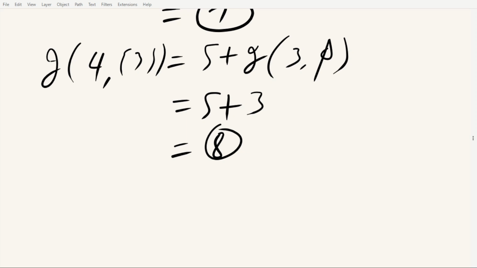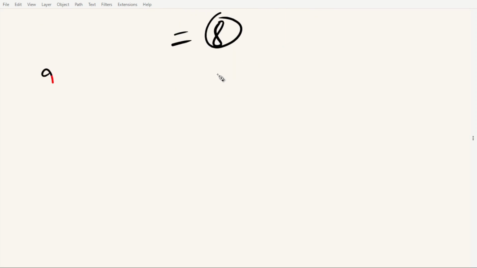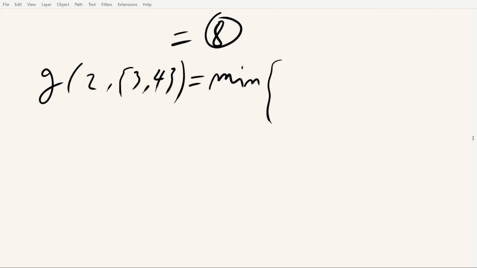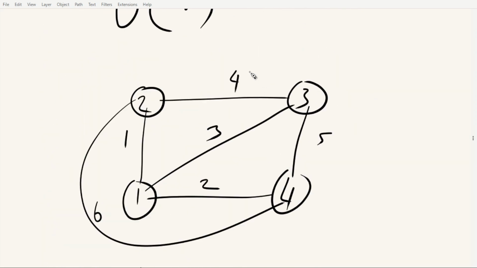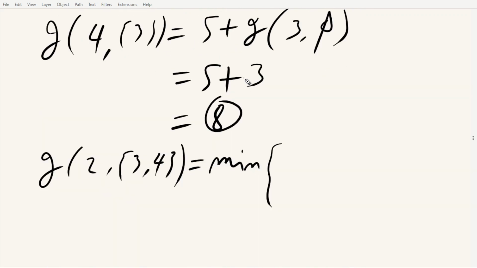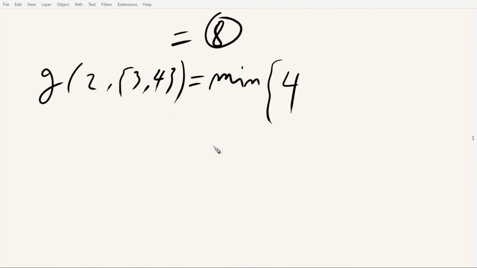So now we move to the next level. Next level we have subsets of size 2. There are 3 combinations and we find the value using the same recurrence. So first we have G2,{3,4}. We write the expression, minimum of. So first possibility, we move from 2 to 3. 2 to 3 cost is 4. 4 plus G.